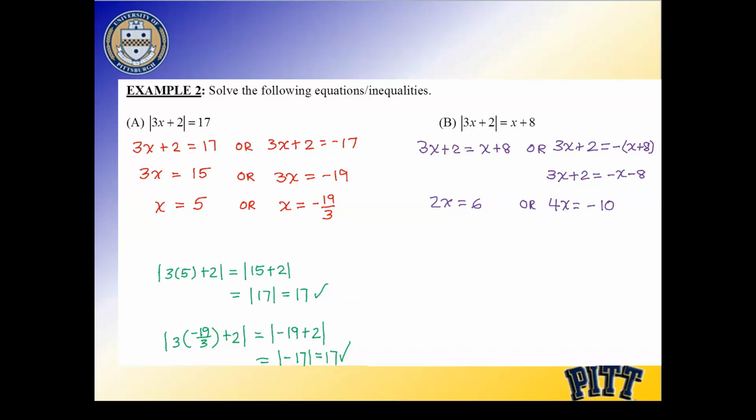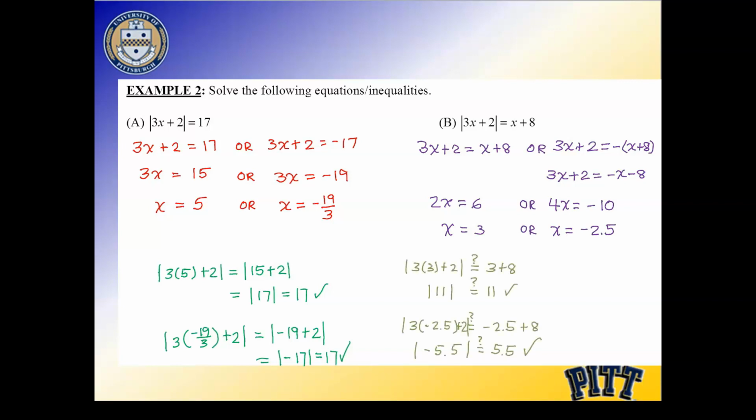So I get 2x equals 6, or 4x equals negative 10, which means that once I divide by 2 on both sides of the left equation, I get x equals 3, or by 4 on both sides of the second equation, I get x equals negative 2.5. Now here I try them out. They both work.